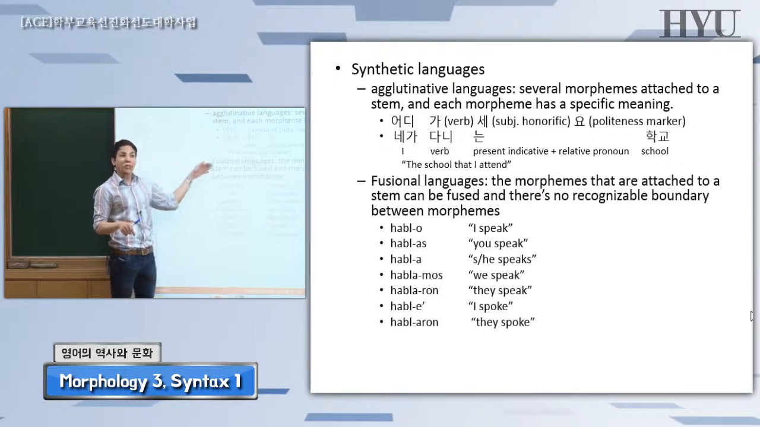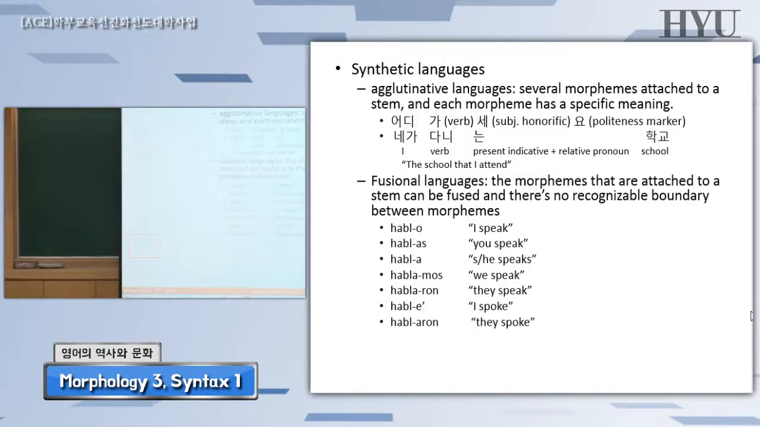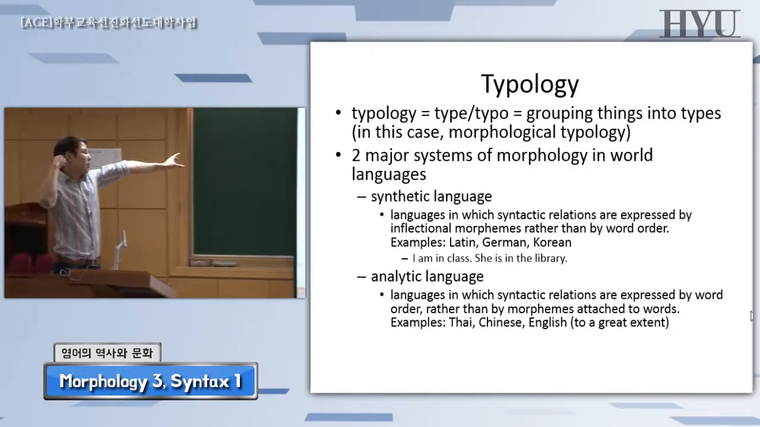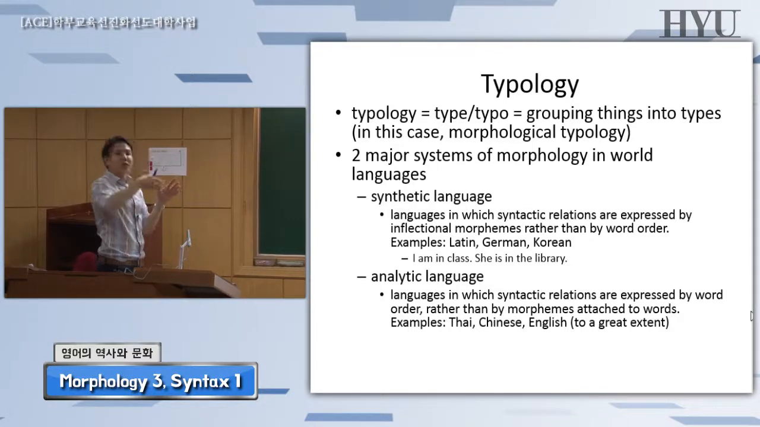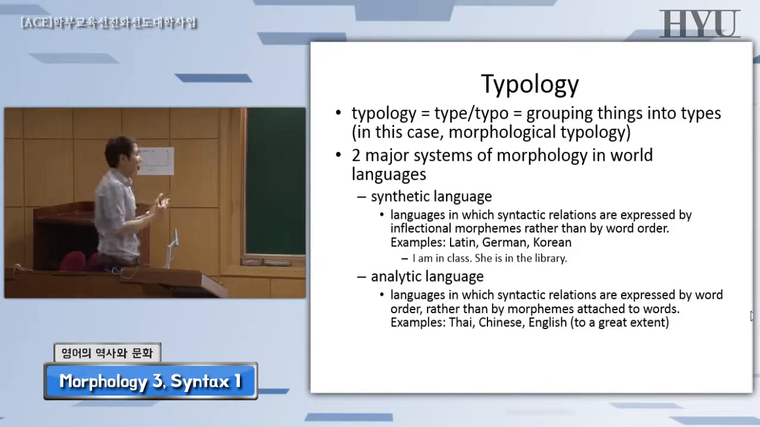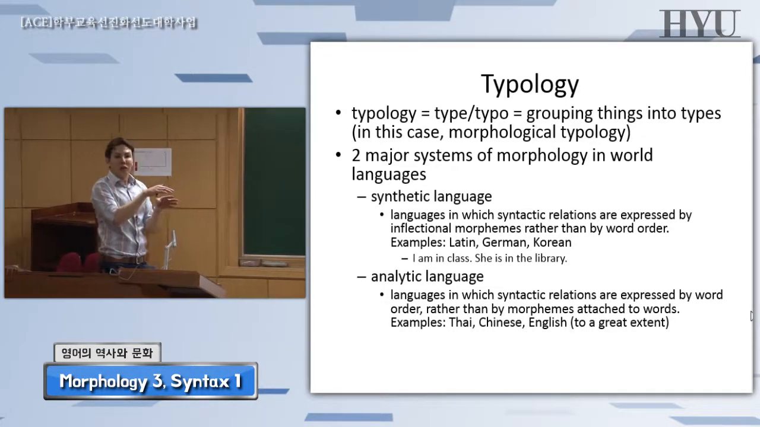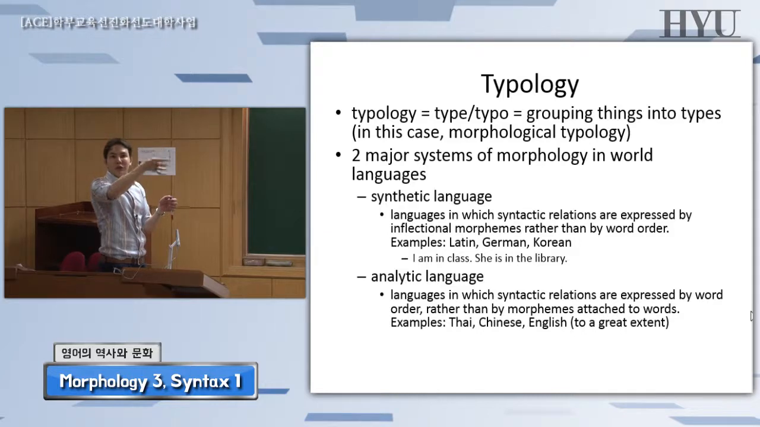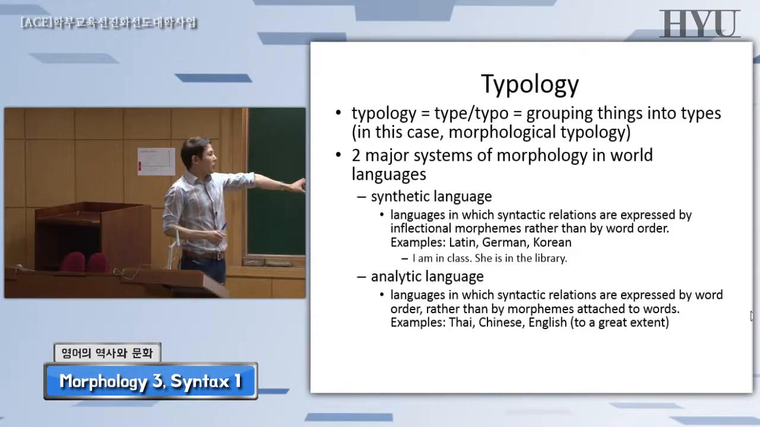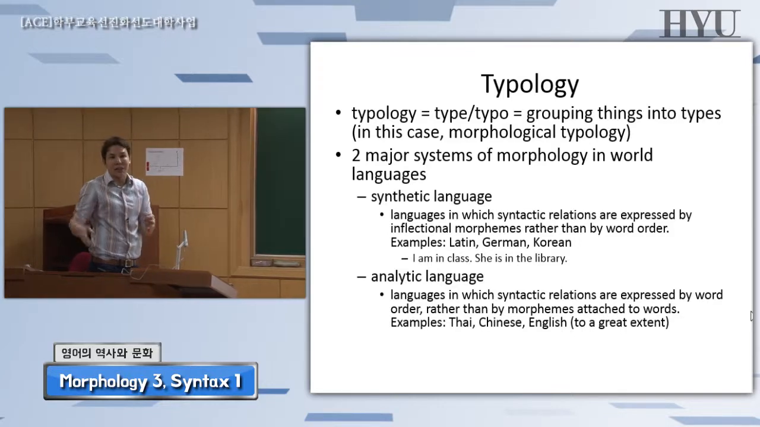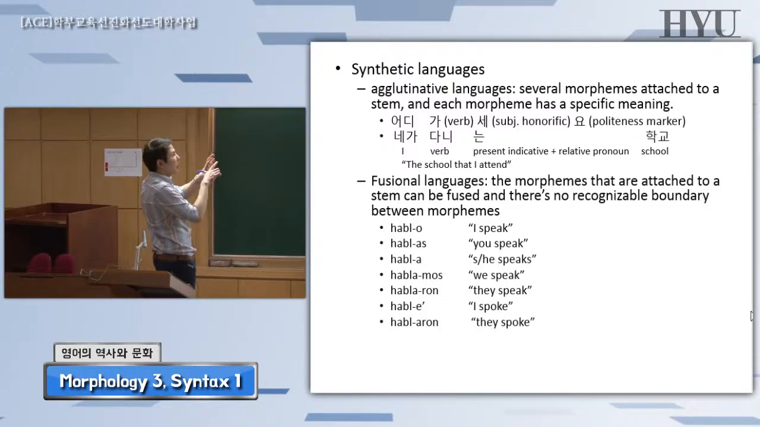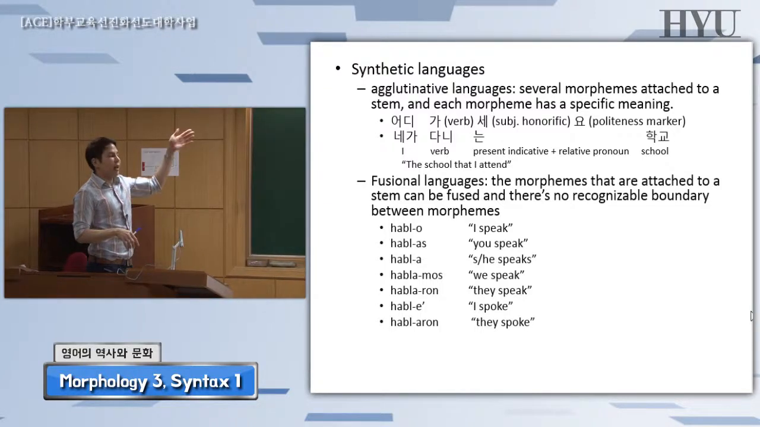So we call this type of language fusional language. Okay? So again, to summarize, we have two major types of languages. One is synthetic, where you use inflectional morphemes to indicate grammatical relationships like Latin, Spanish, German, and Korean. Okay? And you don't really rely on word order because the morphemes will tell you who is doing what to whom. But you have also what we call analytic languages in which you use word order, right? And each word means one thing. Okay? Each word is a word by itself, like that. Okay? And within the synthetic group, you have agglutinative and also fusional languages.